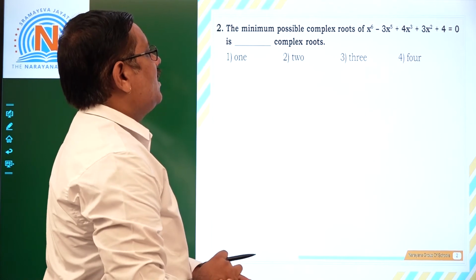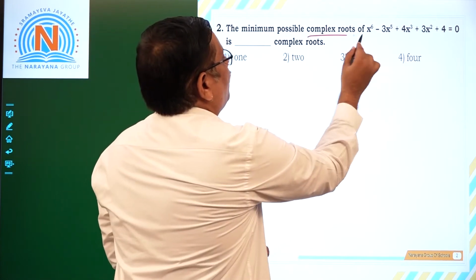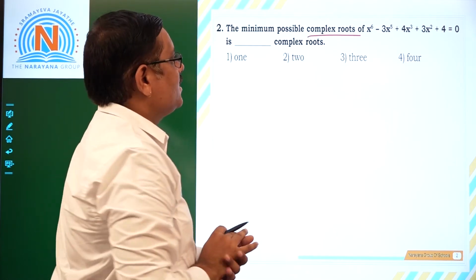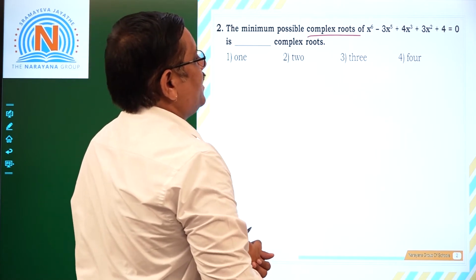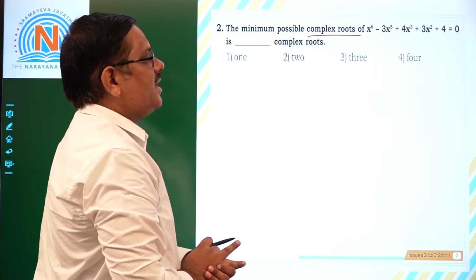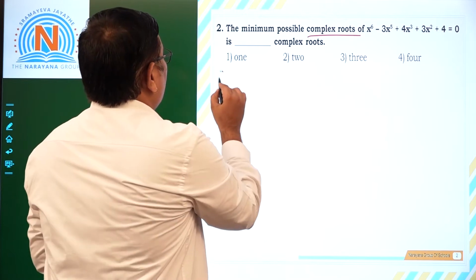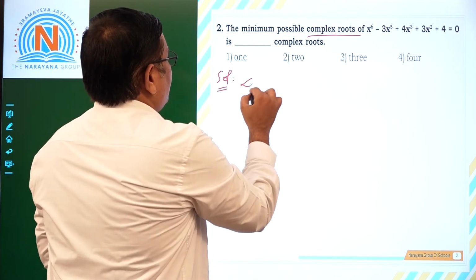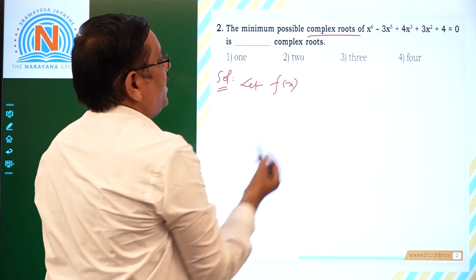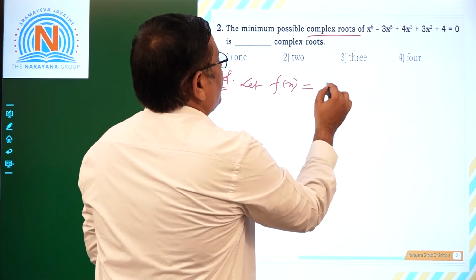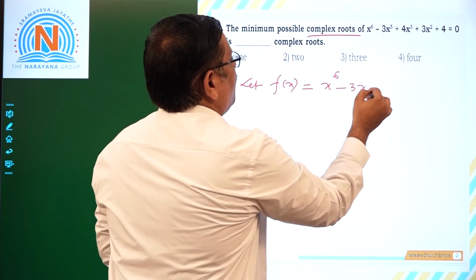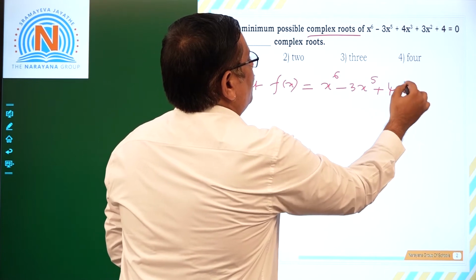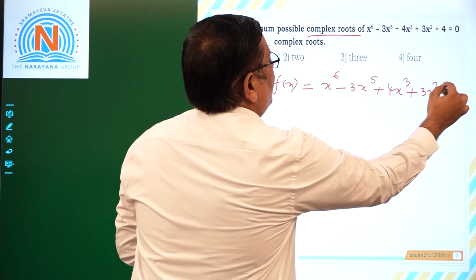The minimum possible complex roots. He is asking complex roots, or imaginary roots also we can say, if x power 6 minus 3x power 5 plus 4x cube plus 3x square plus 4 is 0. Let us see the solution. Let us take the given equation as f of x. F of x is x power 6 minus 3x power 5 plus 4x cube plus 3x square plus 4 is equal to 0.